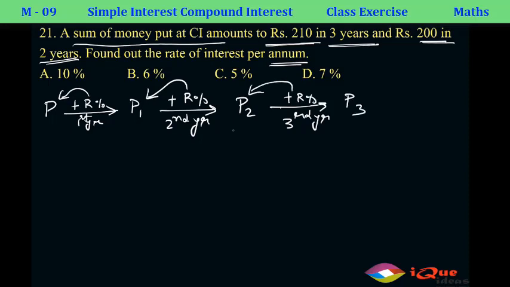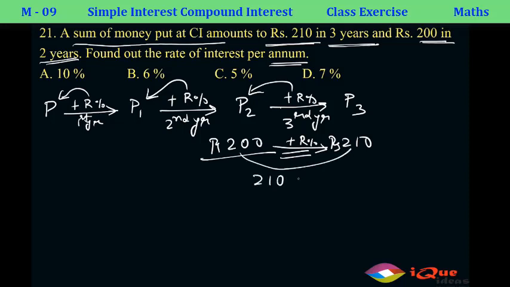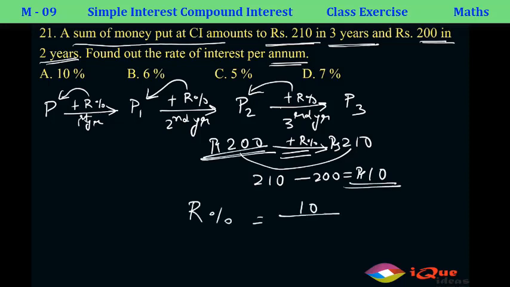Here P2 is given as 200 rupees, right? And P3 is given as 210 rupees. So very clearly, whatever percentage increment happens from 200 to 210, that is R percent. So what is the net value increase? It is 210 minus 200, which is equal to 10 rupees. So 10 as a percentage of 200 will be equal to the rate. So the rate percentage is 10 divided by 200 into 100.